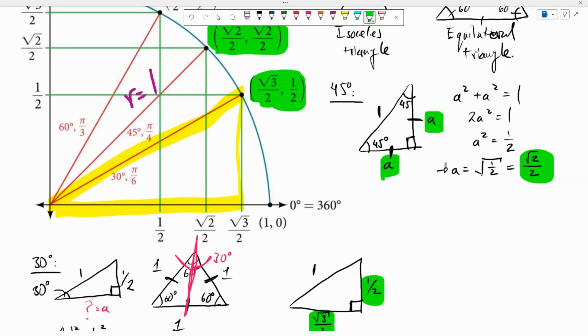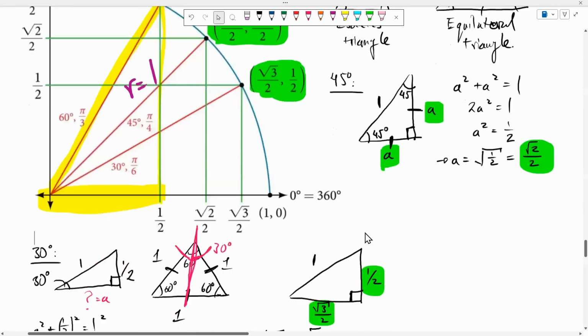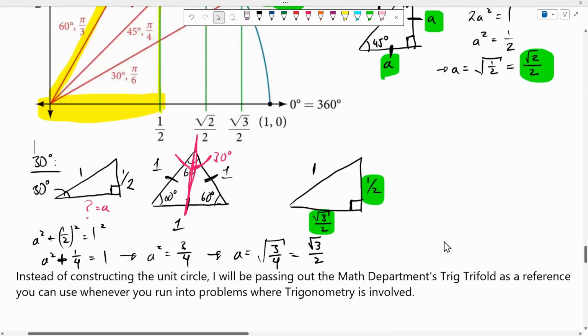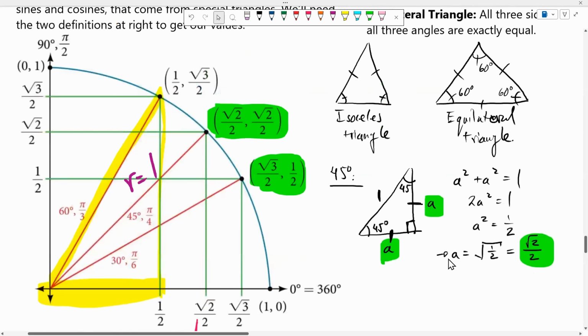Now, the last triangle that I need to mess with is this one. The 60-degree. But if you take a look, that is the previous triangle, the 30-degree triangle, standing up. It's not on its side. Does that make sense? So that's where we get those values, but they're switched. So this one is taken care of just because we did the triangle for the 30-degree one.